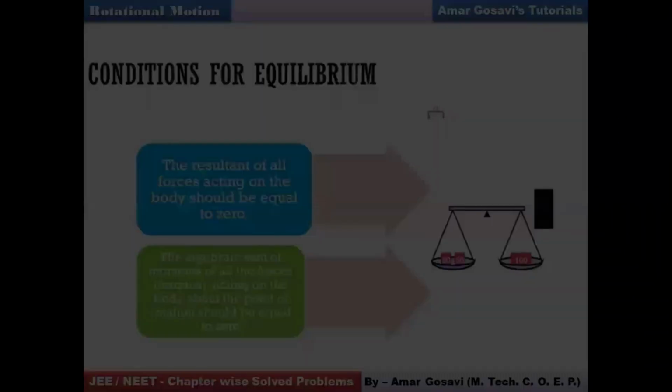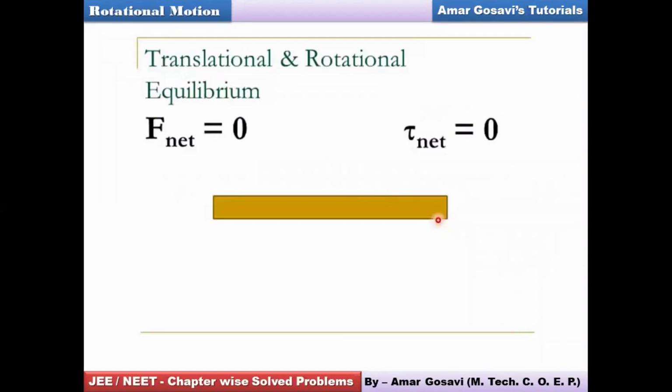The same thing can be established in the form of equations. When we are talking about translational and rotational equilibrium, together they constitute what is called static equilibrium for us. When we talk about translational equilibrium, we say the summation of all the forces, or the net force acting on a body, should be zero. Whereas when we talk about rotational equilibrium, the net torque acting on the body should be zero. The tau net should be zero.